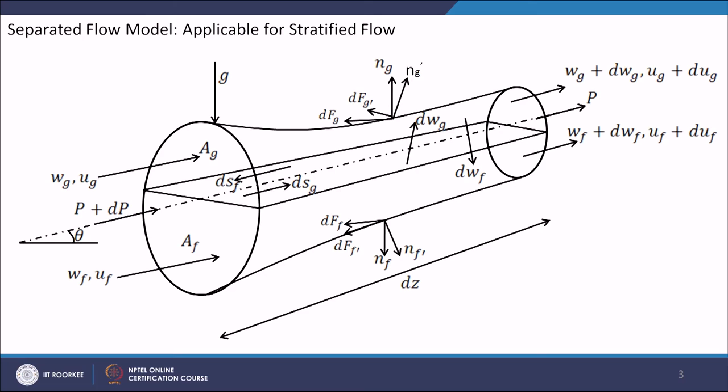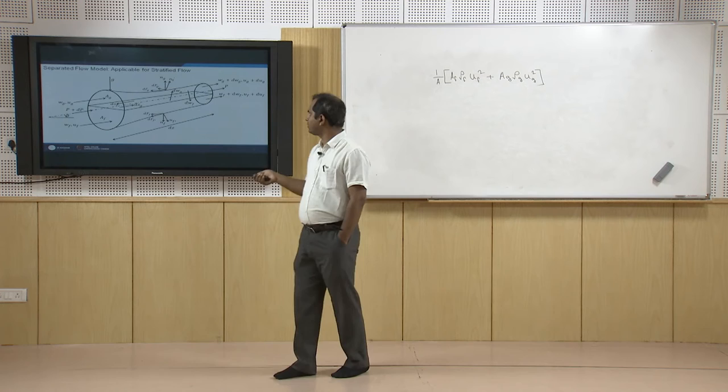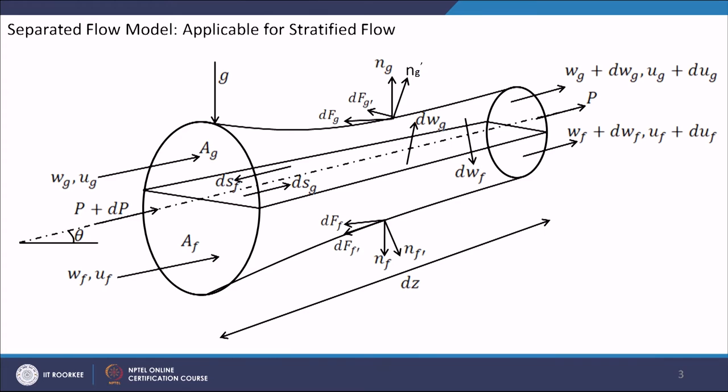Here, we have considered that the area occupied by the liquid phase is AF and the area occupied by the gaseous phase is AG. This is the interface between the phases. Across this interface, we have the interfacial forces dSF in the liquid phase and dSG in the gaseous phase. Also, we have mass transfer due to phase change. We have considered that dWg amount of mass is being accepted by the gaseous phase and dWf amount of mass is accepted by the liquid phase.